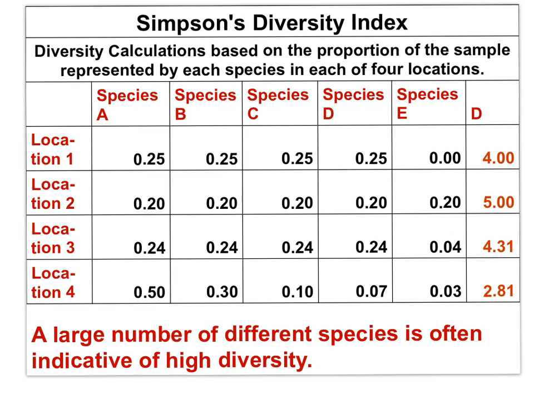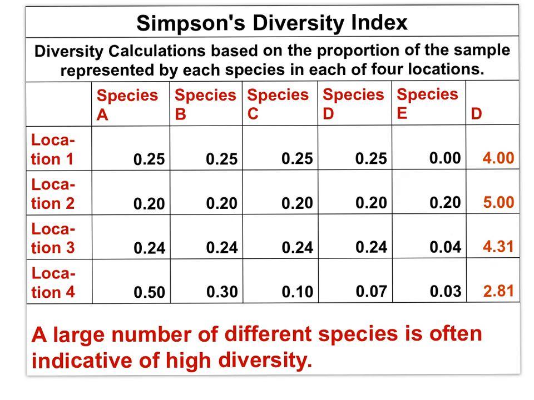And lastly, you can see that location 4 has a very low diversity index value. While location 4 does have 5 species, 1 species dominates with 50% of the habitat represented by species A. The asymmetry of the species abundance drives down the diversity index.